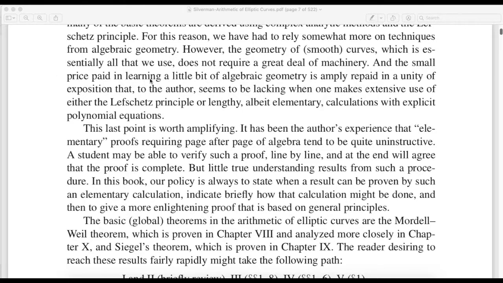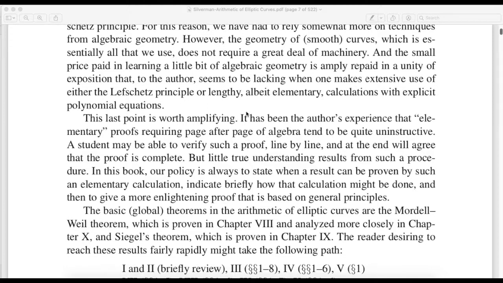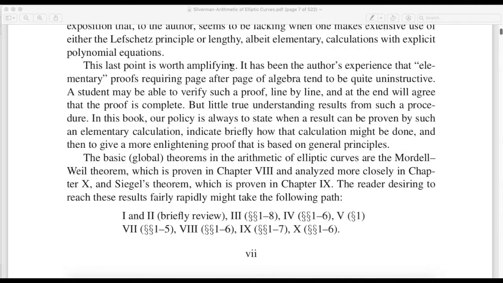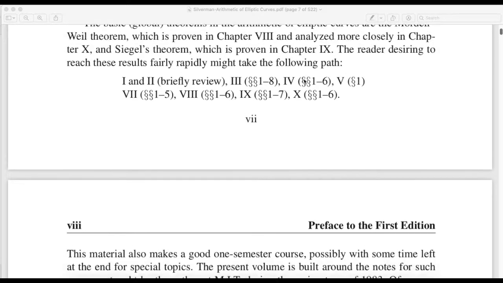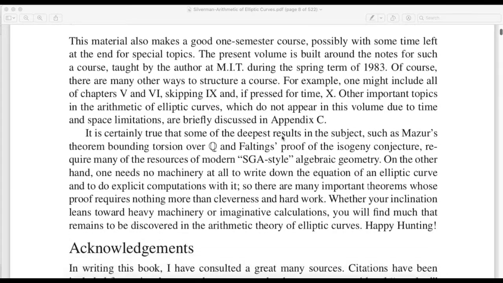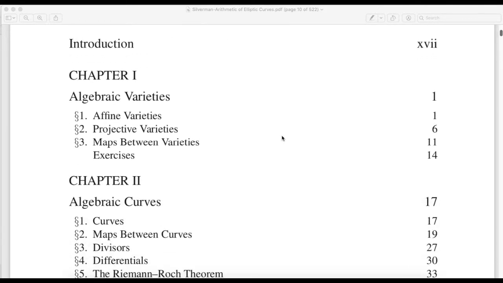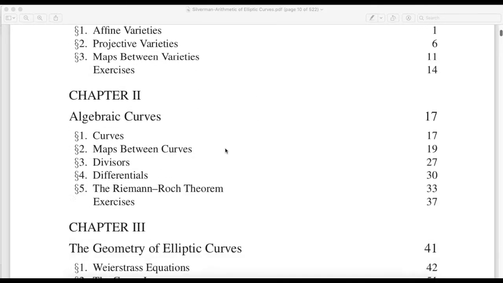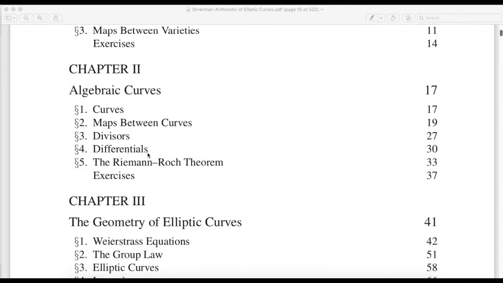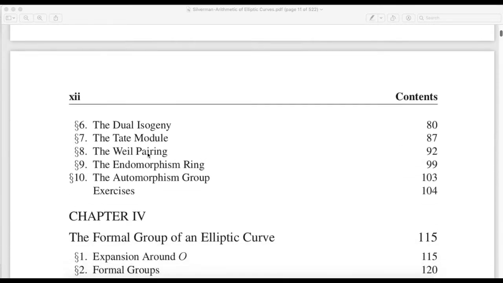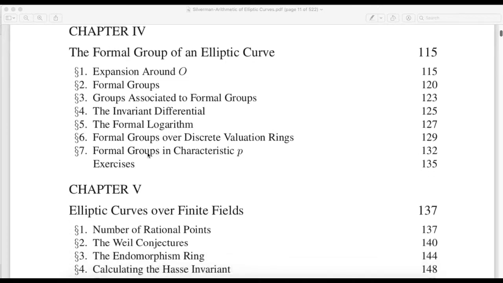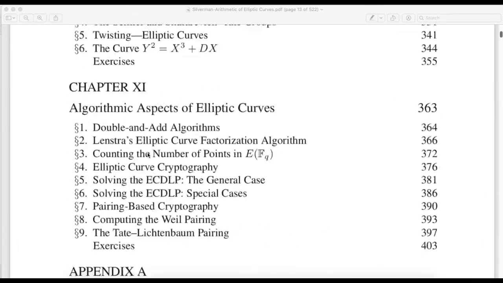The small price paid for learning a bit of algebraic geometry is amply repaid in a unity of exposition that seems to be lacking when one makes extensive use. Okay, well, he's certainly wordy. The last point is worth amplifying. Okay. So let's look at the table of contents. Affine varieties, projective, maps between varieties, algebraic curves, geometry of formal group, and so on. Let's see how it starts.